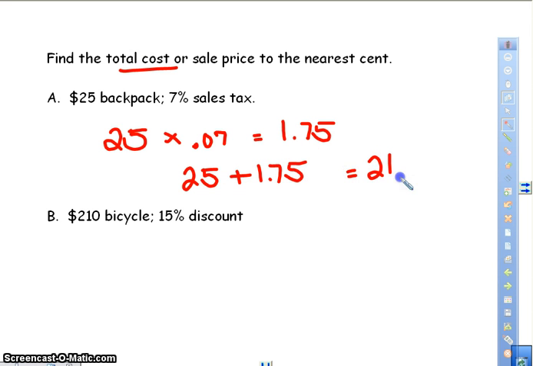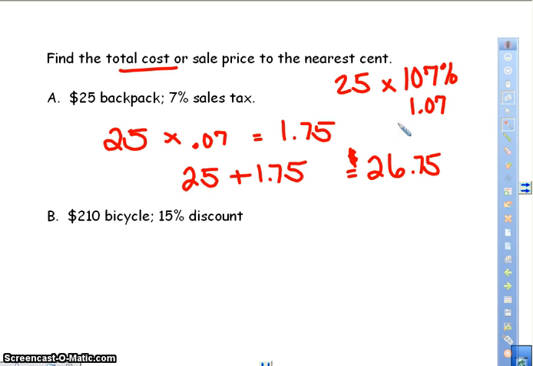Then to find the total cost, I would take 25 plus $1.75. So that's $26.75. Remember that you can also do 25 times what you're paying, and you're paying 107%, which is 1.07. So if I take 25 times 1.07, you're going to automatically get $26.75. So either one of those methods would be correct in this situation.